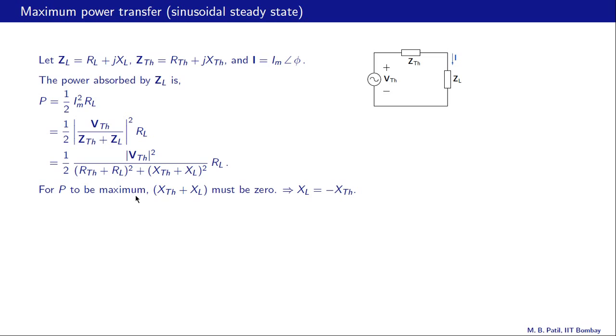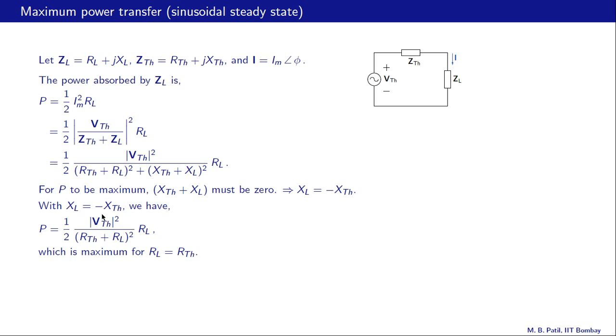Now for P to be maximum, clearly this denominator must be minimum, and that will happen if (XTH plus XL) squared is 0. Because there is a square here, the smallest value that this term can take is 0, and therefore that gives us XL equal to minus XTH. And with XL equal to minus XTH, this second term disappears and we get P equal to half mod VTH squared divided by (RTH plus RL) squared times RL.